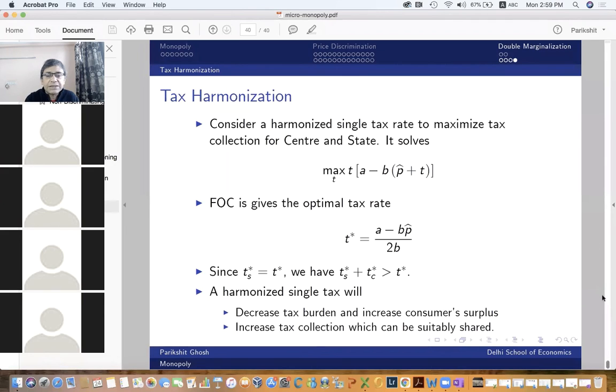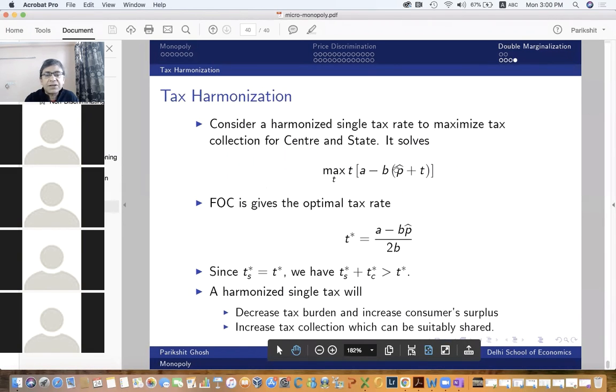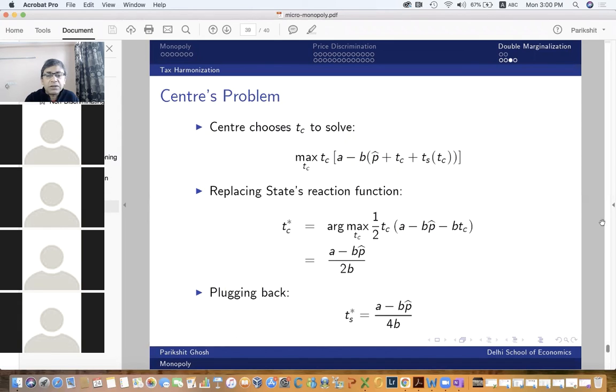What's interesting is, you go back to the previous regime, where there were separate taxation authorities. If you add up these two tax rates, center's and state's, you get 3/4 times (A minus BP) divided by B, right? And here, when you have the combined taxation authority, the GST council, it is half times (A minus BP) divided by B. So the optimal tax rate here is lower than the combined tax rate in the earlier regime.